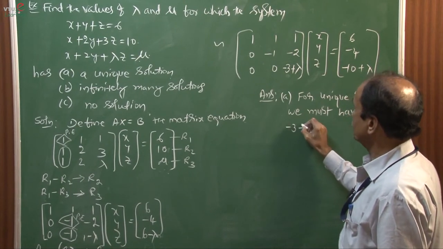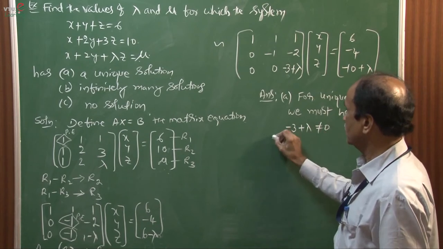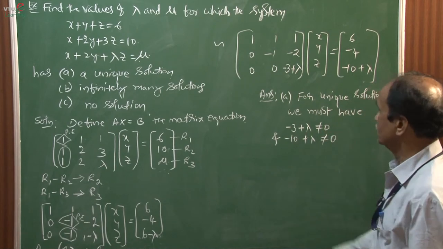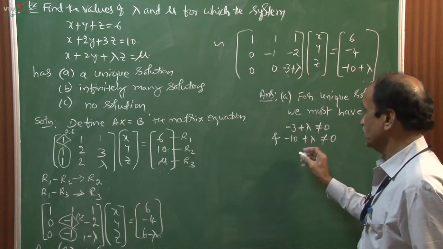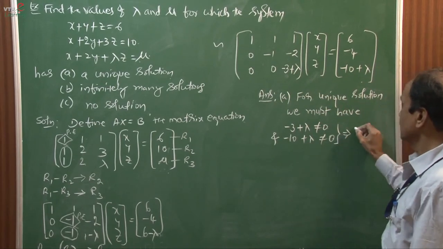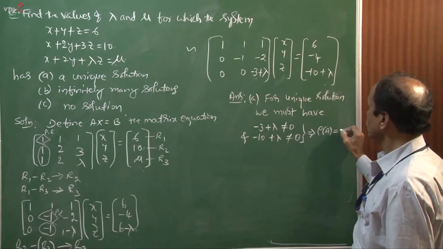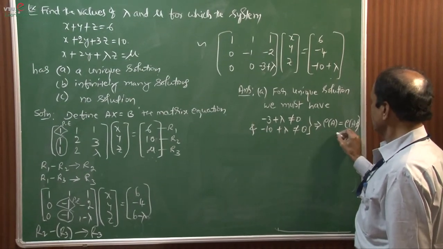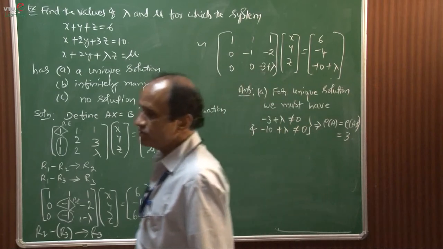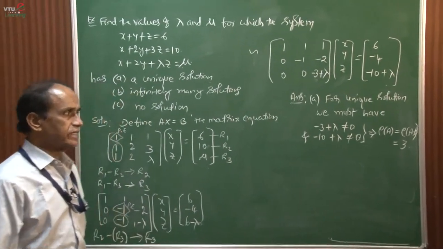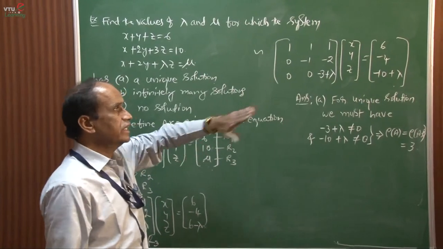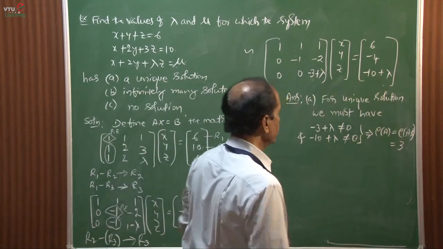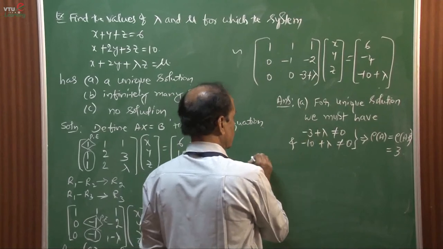We must have minus 3 plus lambda not equal to 0, and minus 10 plus lambda not equal to 0. That means this is the unique solution. This clearly indicates R of A is equal to R of AB, that is rho of AB, is equal to 3. Rank of the coefficient matrix is 3 and rank of the augmented matrix is 3. That means the third row should not contain all elements as 0. This is not to be 0 and this is not to be 0. This is one answer.